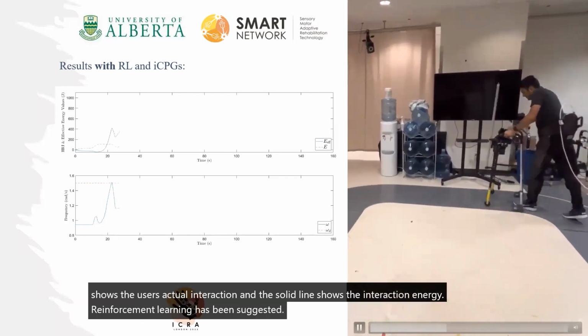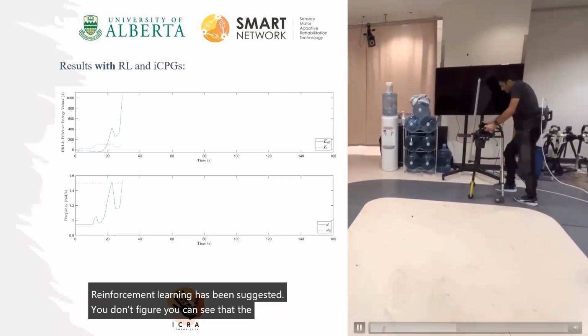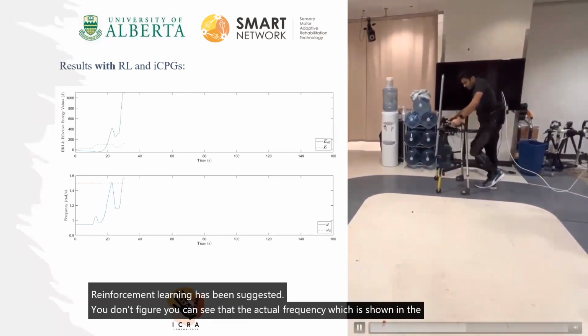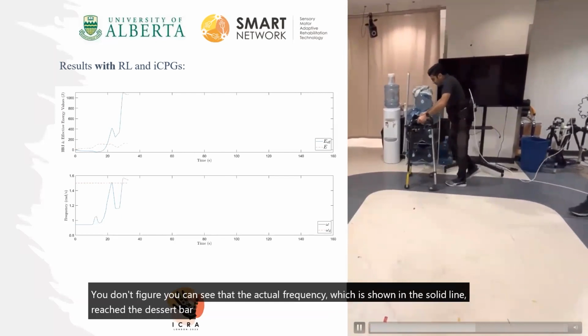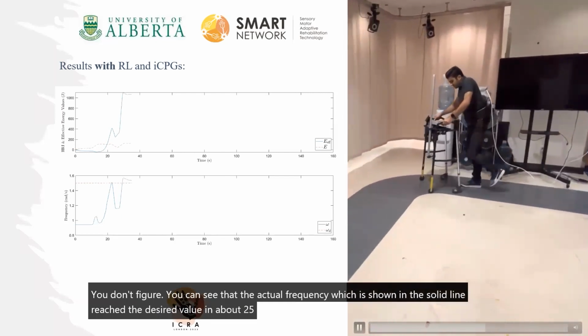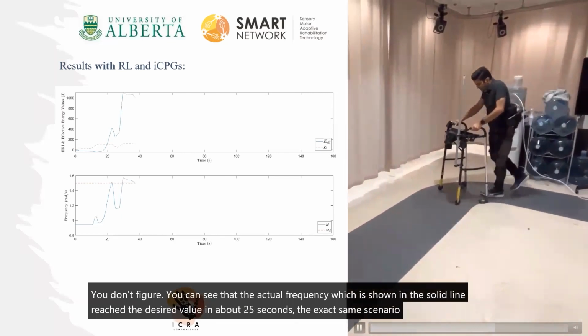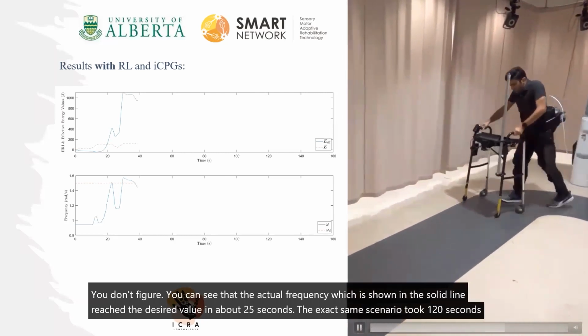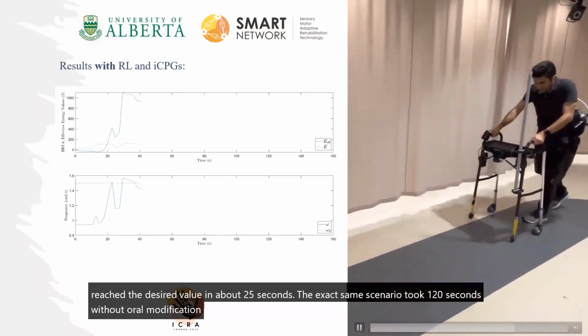In the bottom figure, you can see that the actual frequency, shown in the solid line, reached the desired value in about 25 seconds. The exact same scenario took 120 seconds without RL modification. These results are available in the paper.